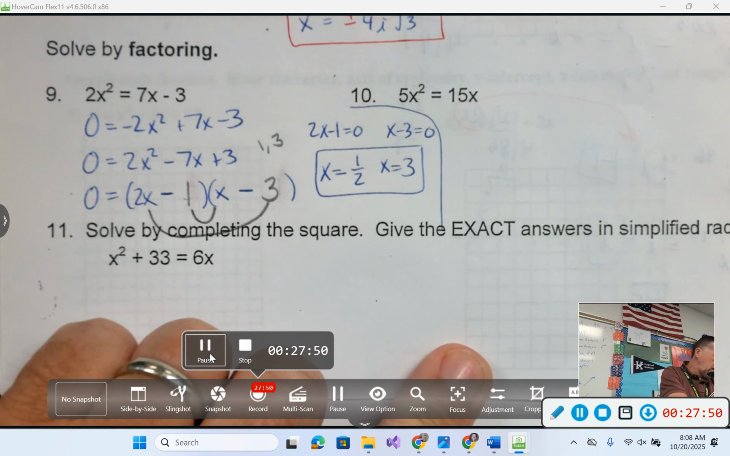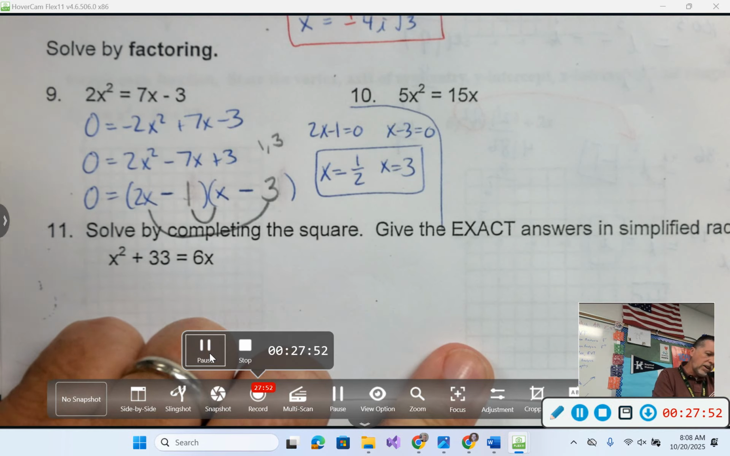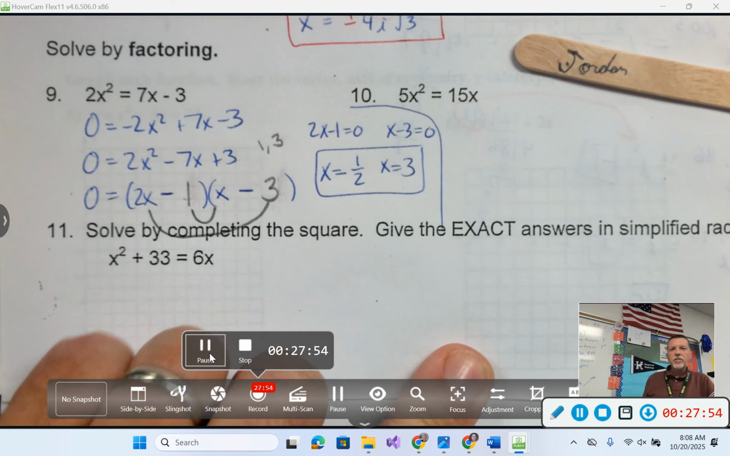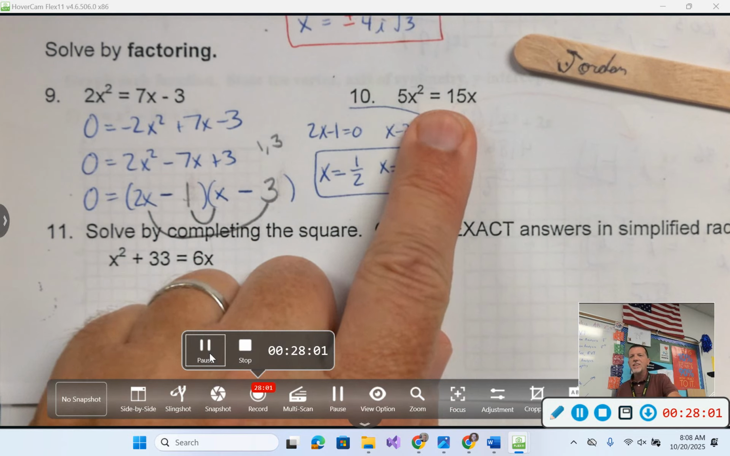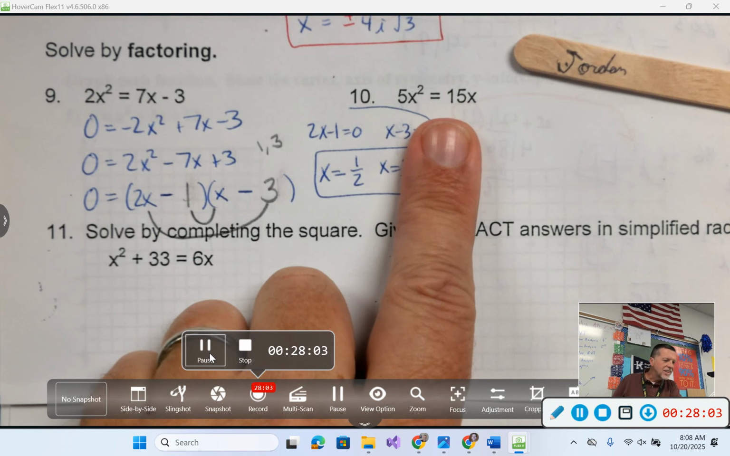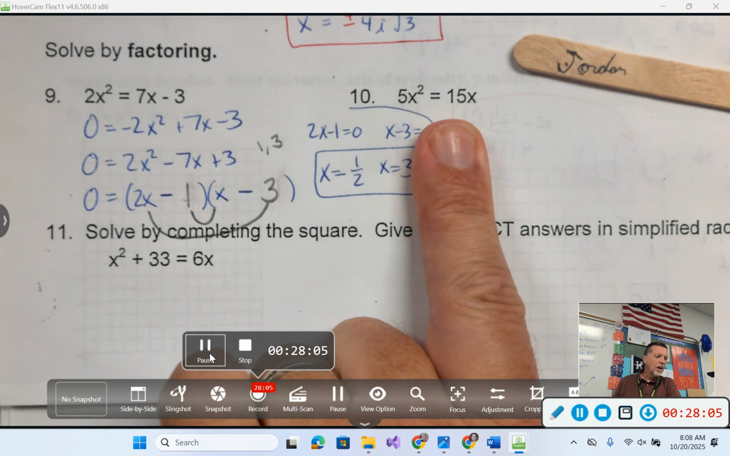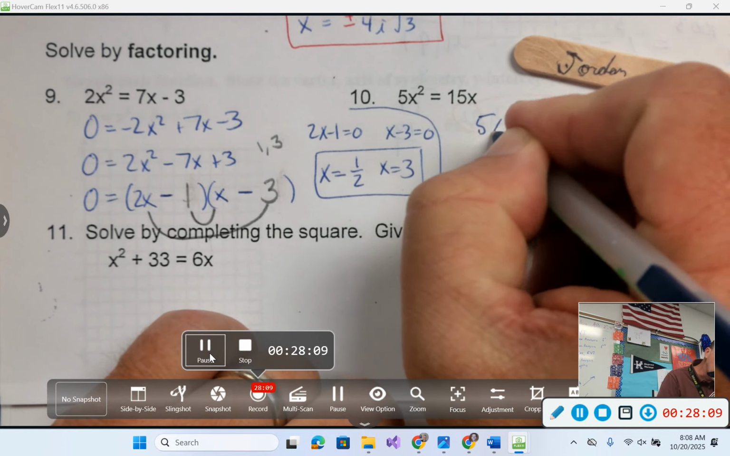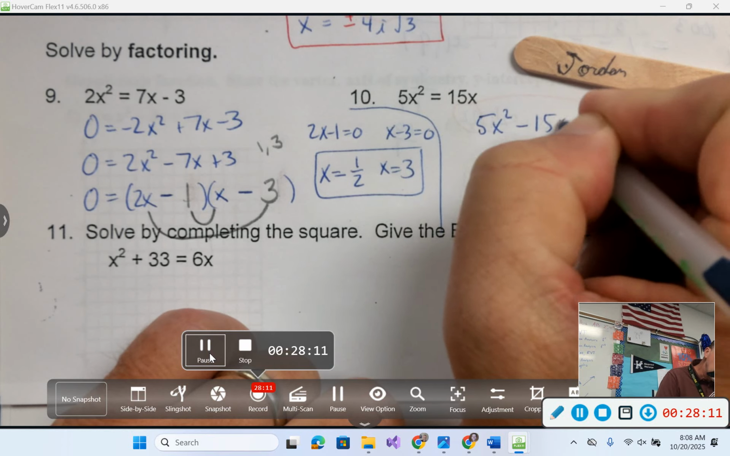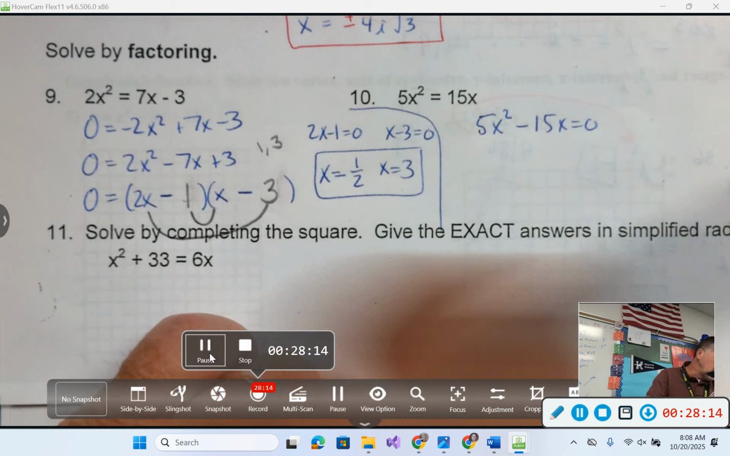Number 10. Still solving by factoring. Jordan, what do you want to do first on number 10? Oh, you were looking at 11. Yeah, move the 15x over. We want it equal to 0.